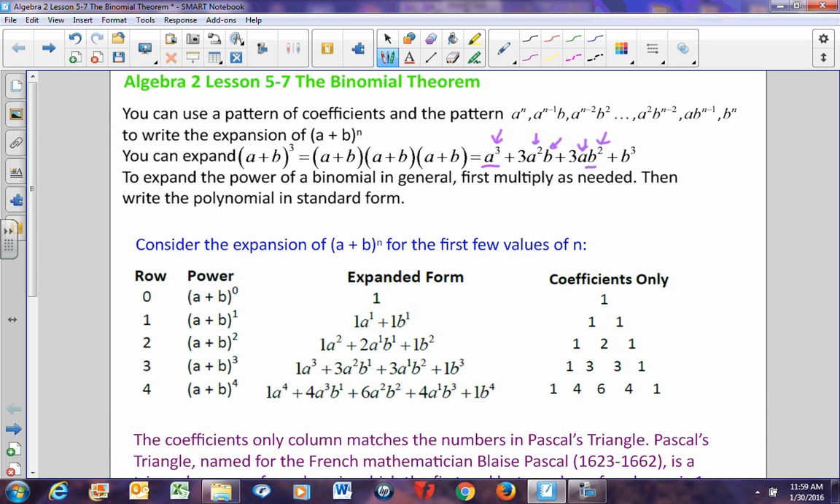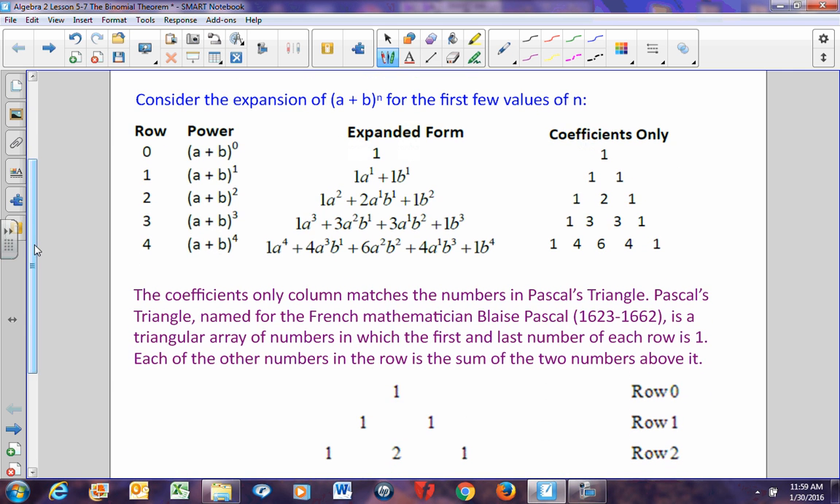But let's take a look at something. If I consider the expansion of a plus b to the n, the first few values of n, okay? We're going to start with row 0. If I have a plus b to the 0 power, its expanded form is just 1, and its coefficient is 1. If I have a plus b to the first, that means it's a plus b, which is 1a to the first plus 1b to the first, so the coefficients are still 1.